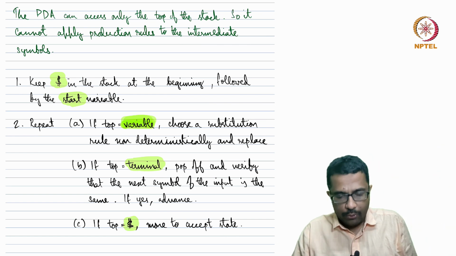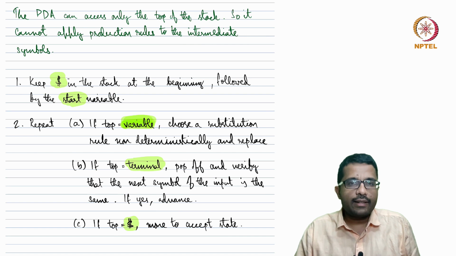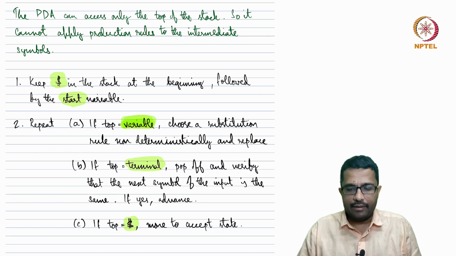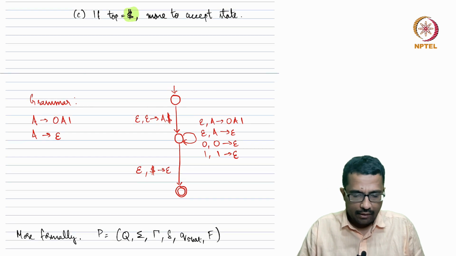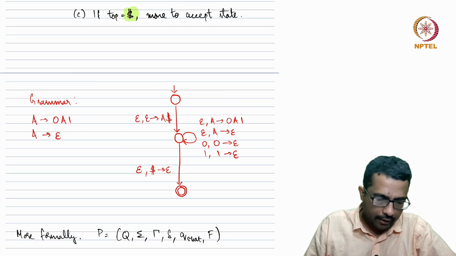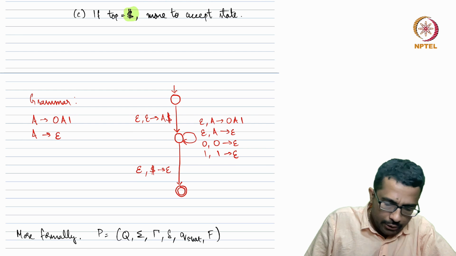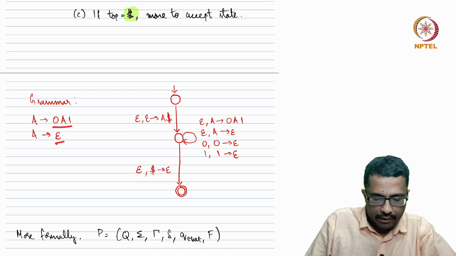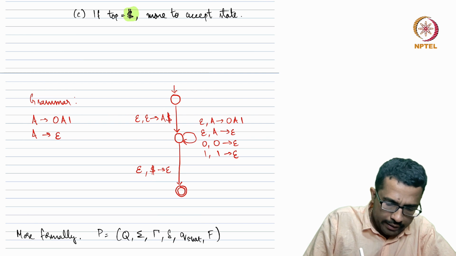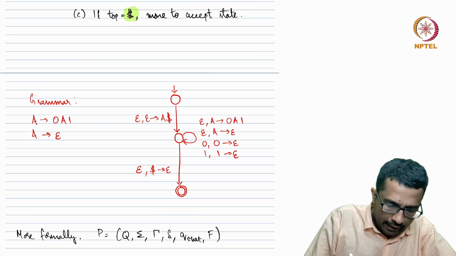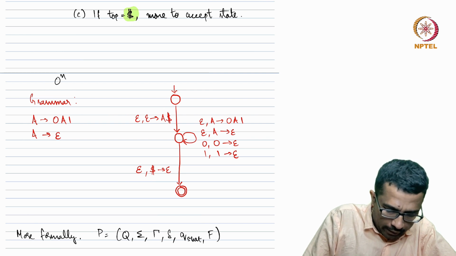So then when we do this, the only strings that will be accepted are strings that will be generated by the grammar, right? So let's just see an example. Here is a simple grammar. A gives 0A1 and A gives epsilon. You may be able to verify that the language generated by this is actually 0^n 1^n.